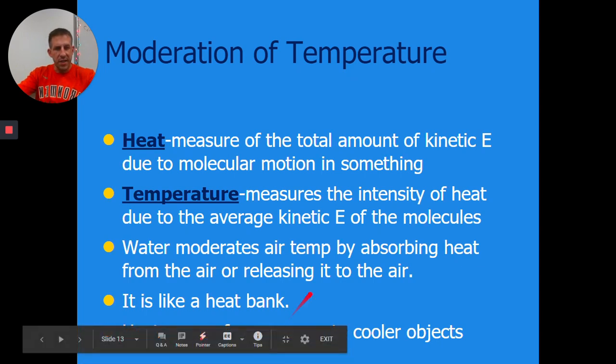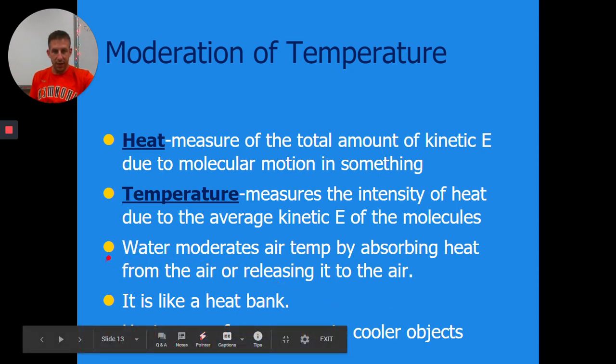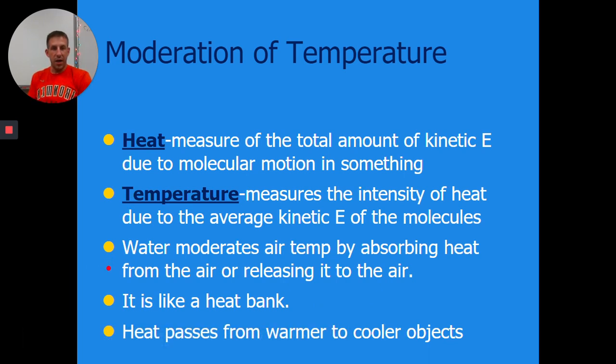Let's keep on moving on then. Water moderates the air temperature by absorbing heat from the air or releasing it to the air. It works like a heat bank. And so when we think about how it moderates the temperature of things, we've got to keep that statement in mind because the two examples that I'm going to give directly point to the fact that water moderates temperature by absorbing heat from the air and releasing it to the air. It's like a heat bank, and you have to think about how heat transfers from one thing to another.